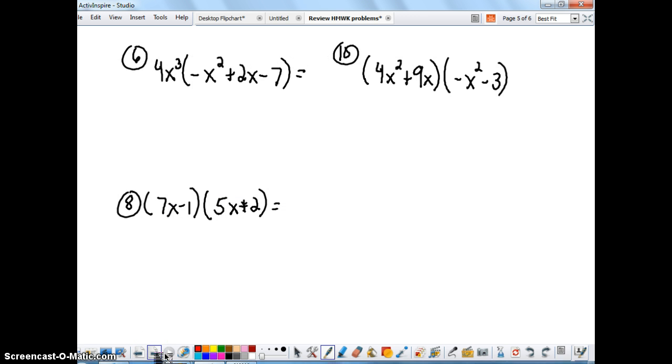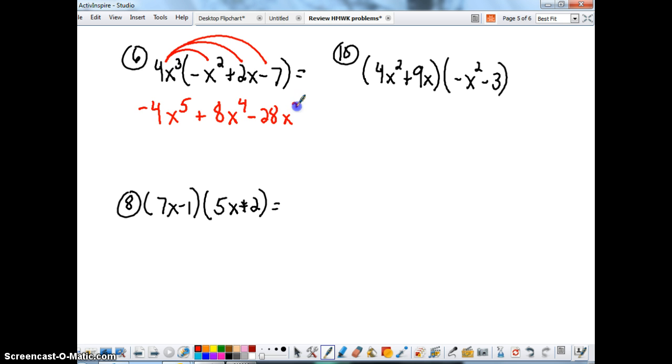Now we jump into multiplying. So number 6, we have a number on the outside of parentheses. Again, just like exponents, when there's a number on the outside, you distribute to everything on the inside. So this 4x to the third is going to multiply the negative x squared, the positive 2x, and the negative 7. So when I do so, this is going to be negative 4x to the fifth here. Remember, when you're multiplying, you're adding those exponents. Plus 8x to the fourth. And then finally a minus 28x to the third.